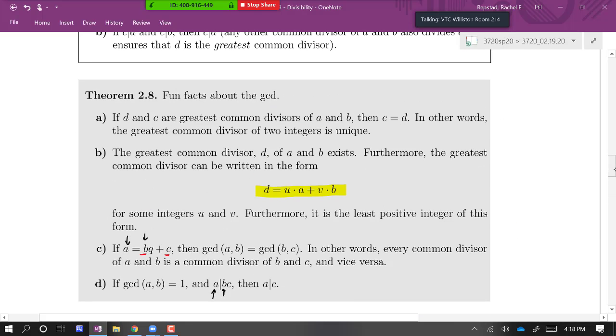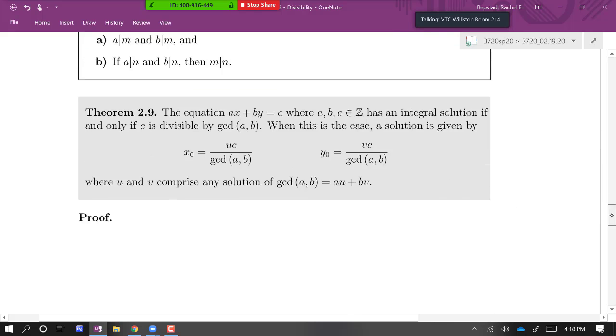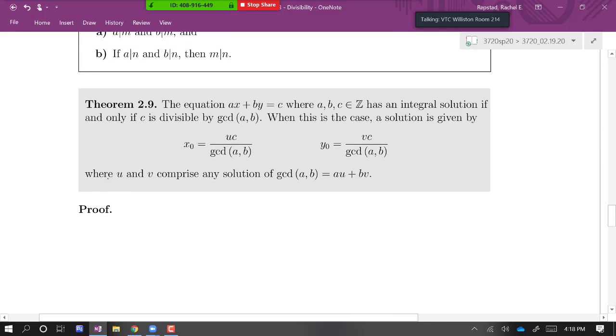In part B, this highlighted part, when we said the greatest common divisor can be written as a linear combination, not necessarily in a unique way. There might be more than one way you can write the greatest common divisor as a linear combination. That's why this says where u and v comprise any solution of this. They're just saying that the way we can write the greatest common divisor as a linear combination may not be unique, but we know it exists from the theorem on the last page.